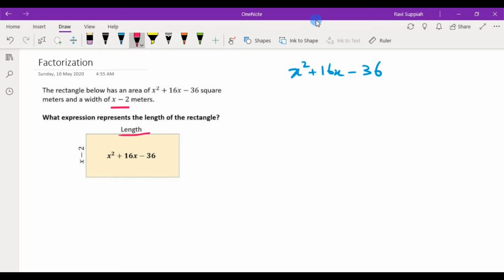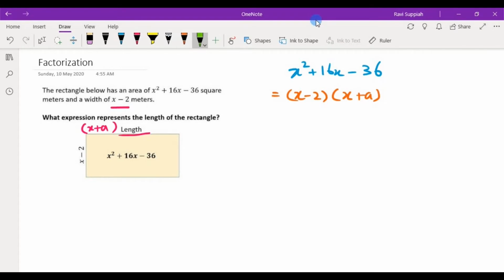Since this is a quadratic expression, we know that it has two factors. One of the factors is x minus 2, and we can assign the length to be represented as x plus a, where a is the unknown that we need to find. So let's go about doing that. The two factors will be x minus 2 multiplied by x plus a.